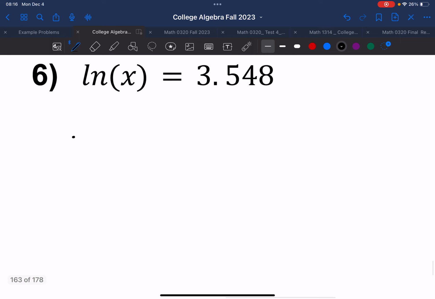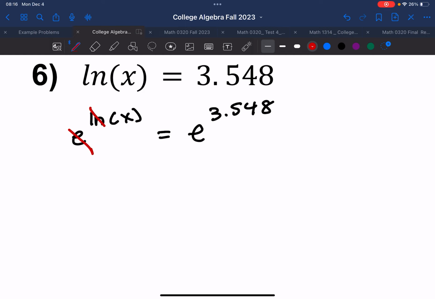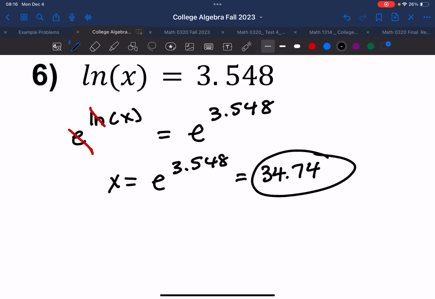So for example, I have e to the natural log of x is equal to e to 3.548. We did this because the natural log and the e cancel. So when they cancel like this, the x value that was in the exponent drops down. So we have x is equal to e to 3.548. And remember, e on your calculator is just a number. So if you type this on your calculator, you should get 34.74.